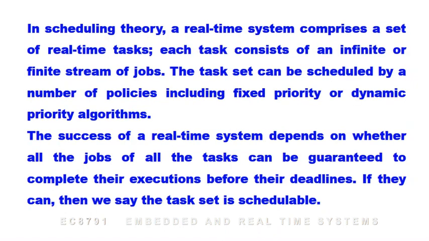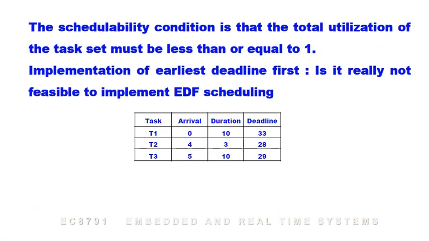In scheduling theory, a real-time system comprises a set of real-time tasks. Each task consists of an infinite or finite stream of jobs. The task set can be scheduled by a number of policies including fixed priority or dynamic priority algorithms. The success of a real-time system depends on whether all the jobs of all the tasks can be guaranteed to complete their execution before their deadlines. If they can, then we say the task set is schedulable. The schedulability condition is that the total utilization of the task set must be less than or equal to 1.